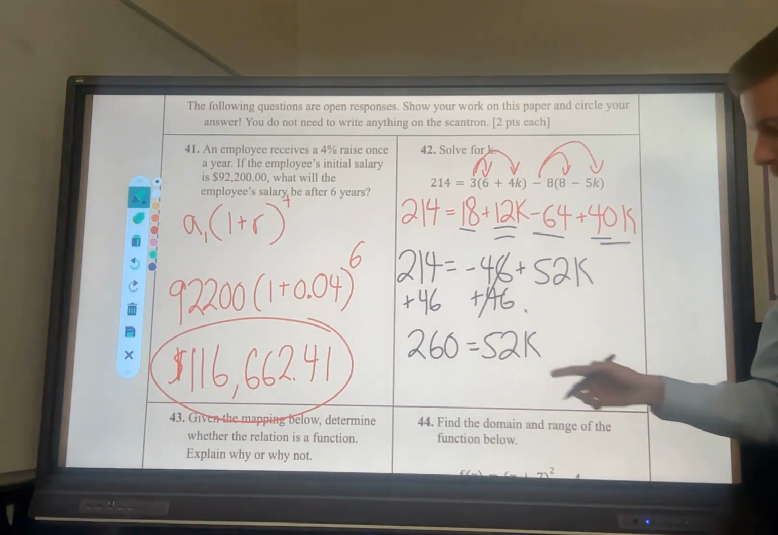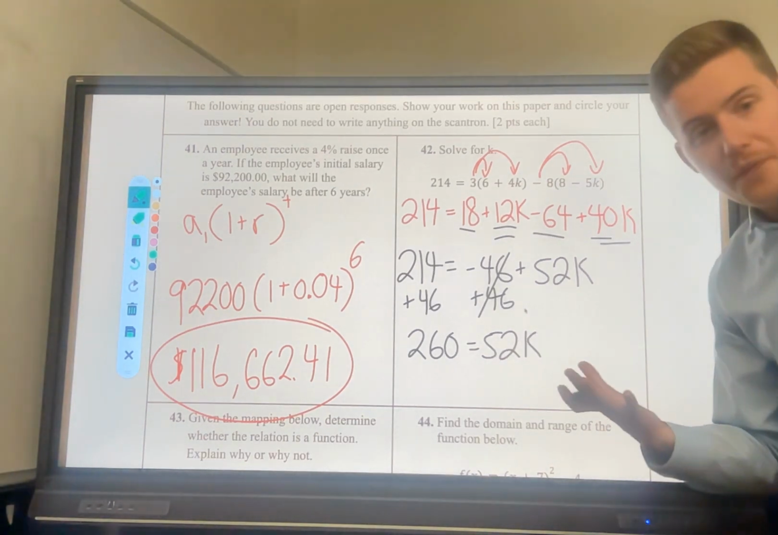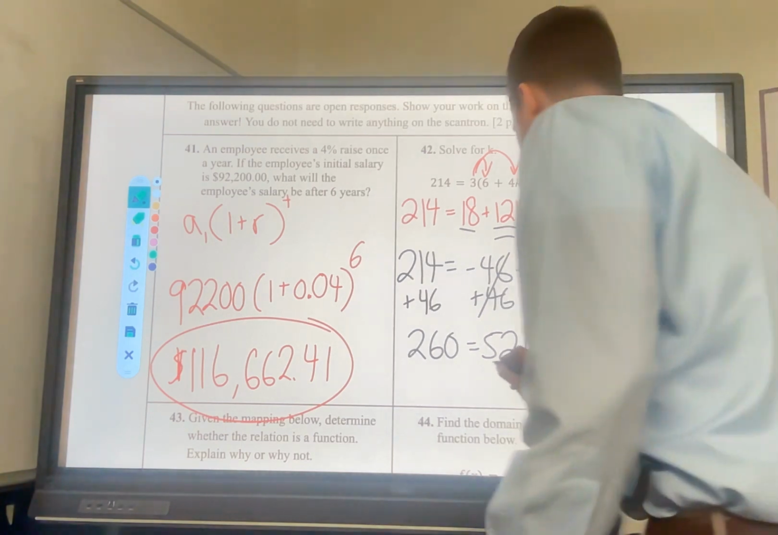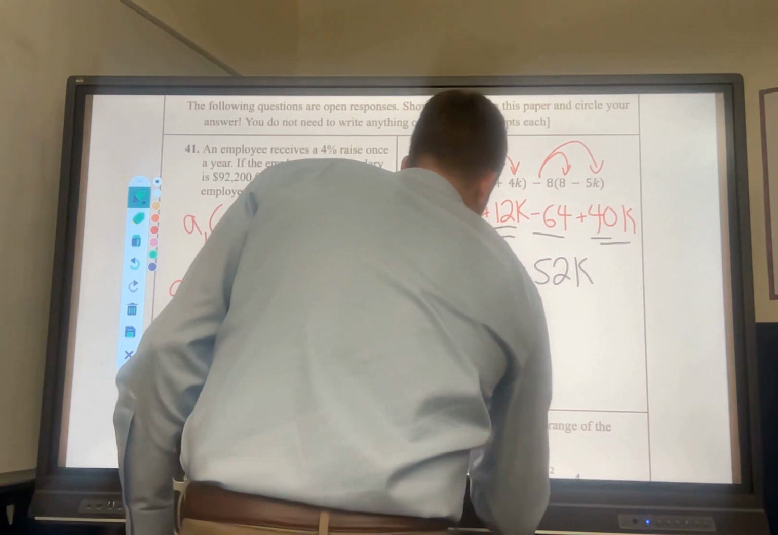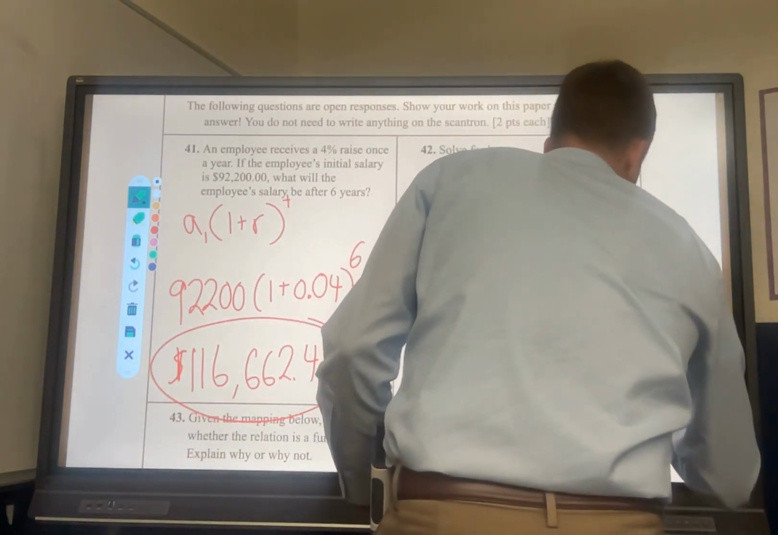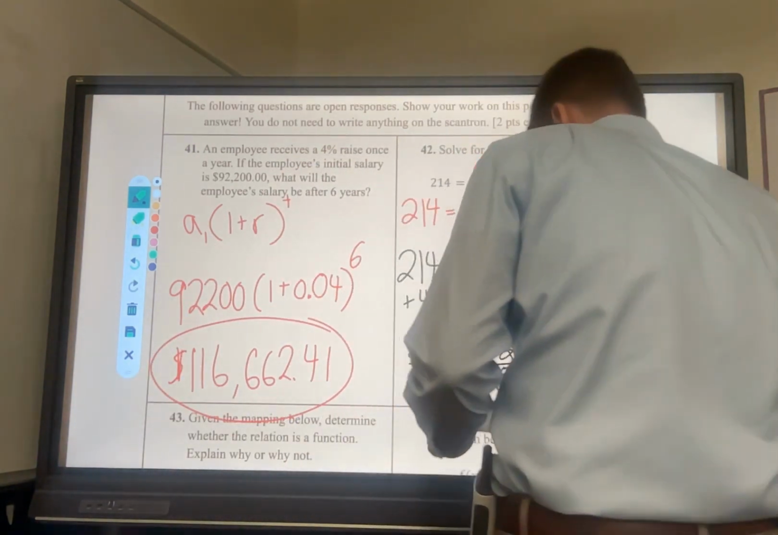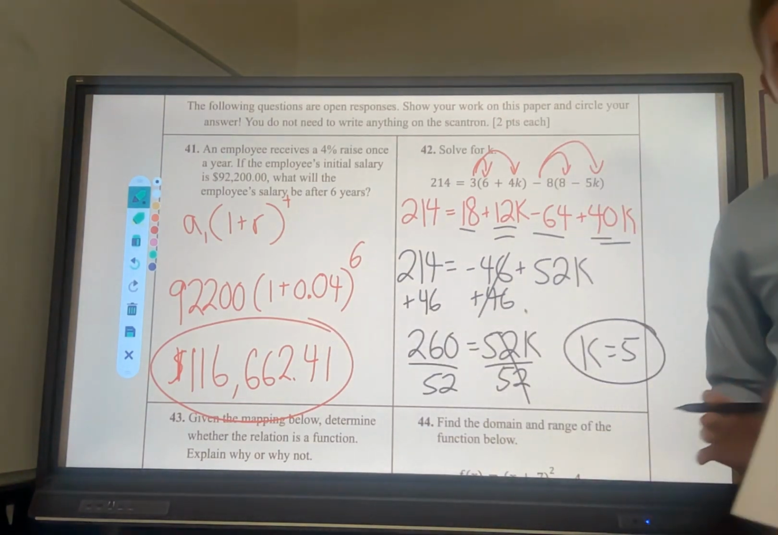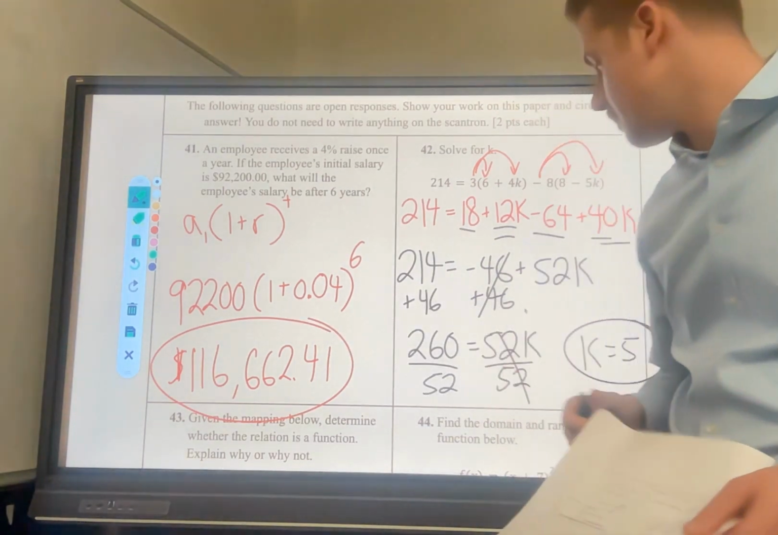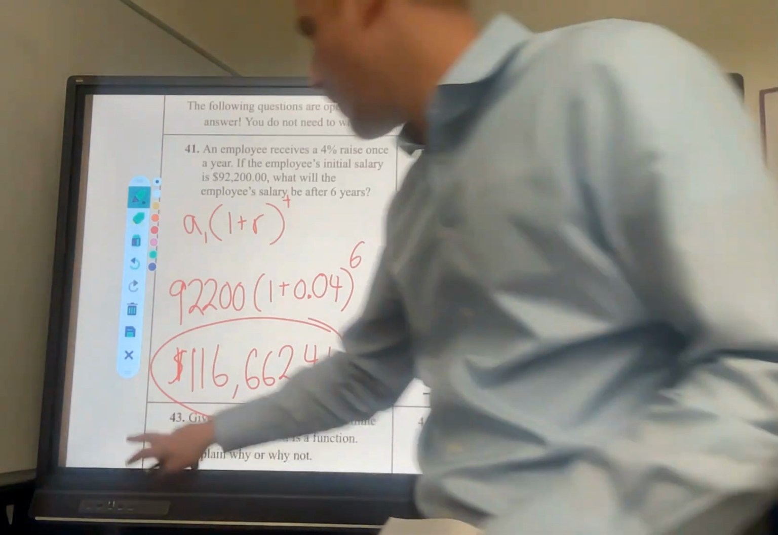And our last step, the opposite of multiplying k by 52 is dividing by 52. All right, cool. Let's keep going. K equals 5.